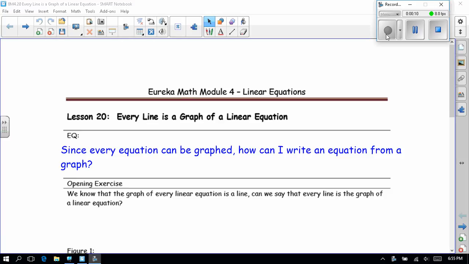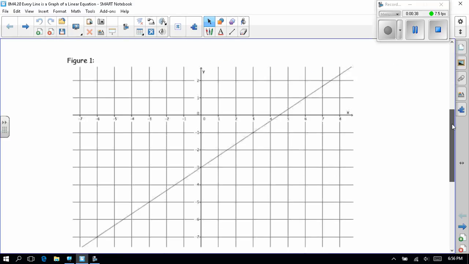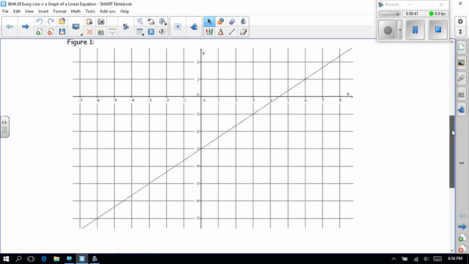Lesson 20: every line is a graph of a linear equation. Your essential question: since every equation can be graphed, how can I write an equation from a graph? The last couple of lessons, we've been looking at equations and then graphing them and drawing a line. We know that the graph of an equation is all of the possible solutions for that equation. So now we're going to look at some lines and see if we can figure out what the equation would be. We're kind of going backward here.